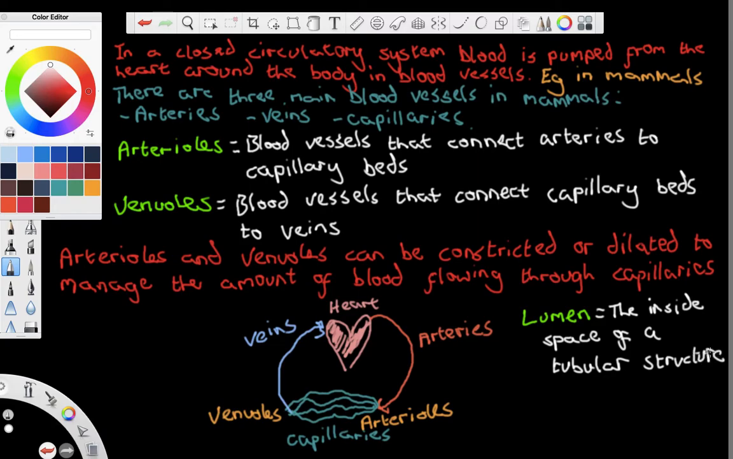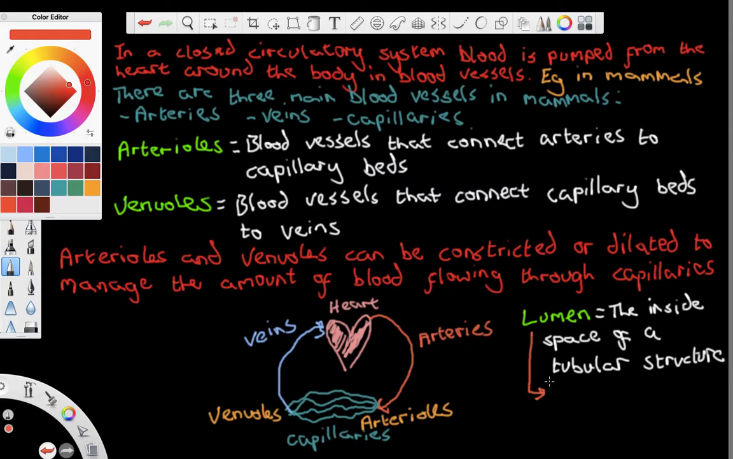So essentially it's the hole in the middle of a tube, okay? So if you think of a straw or a hose pipe or something of that nature, the hole in the middle is the lumen. So we can put underneath there, and I'm trying to think of a colour we haven't really used so it looks nice and colourful, because you know me, I like colour.